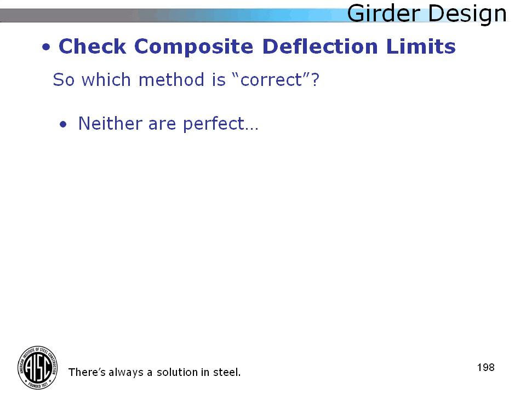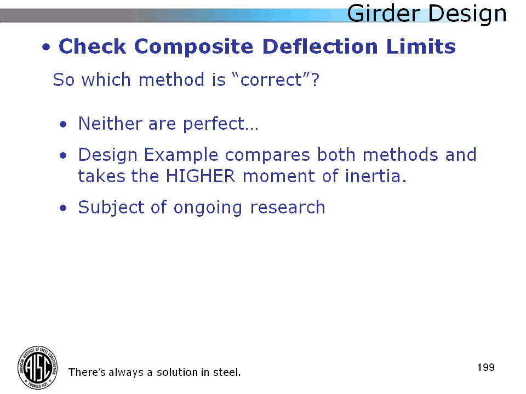However, this is commentary, so you are allowed to use whichever method you wish. What the design examples decided to do is to compare both methods and to take the higher moment of inertia, since they're both allowable methods. Again, this is the subject of some ongoing research. You might want to see what your software is doing and decide as an office exactly how you want to approach this particular question.